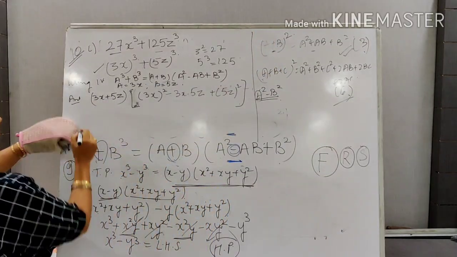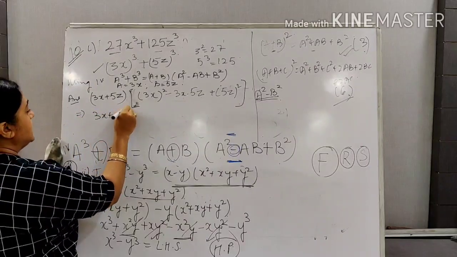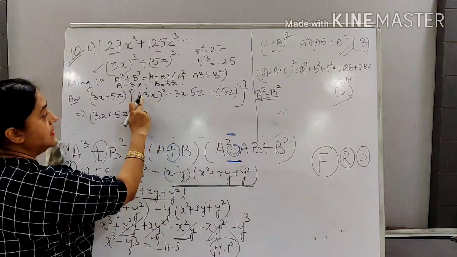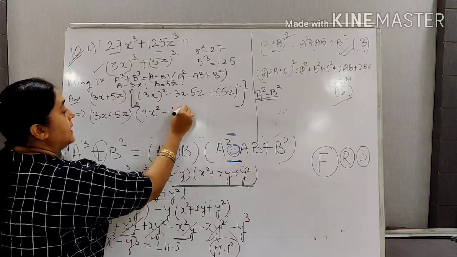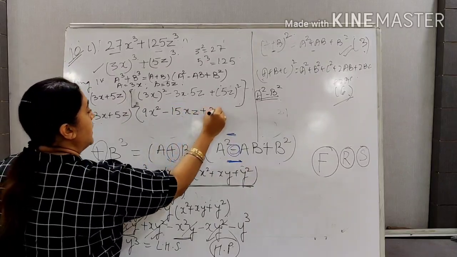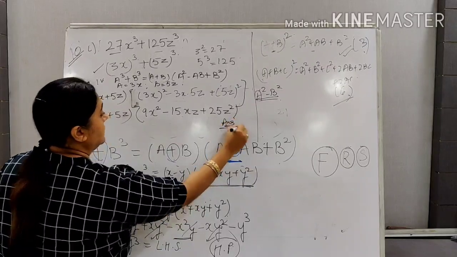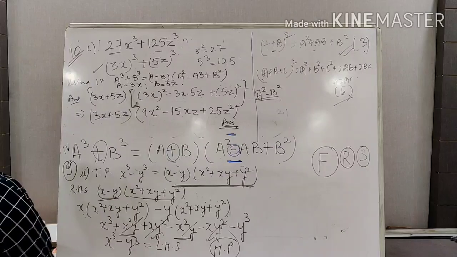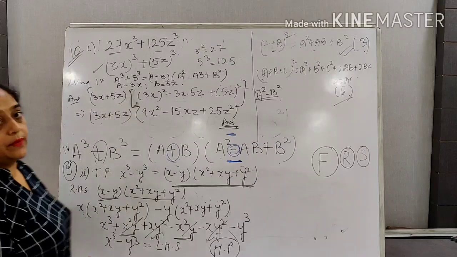So what do you get? Ultimately, what will your answer be? It will be 3x plus 5z. Come to the round bracket because you are going to solve the inside brackets. 3 square is 9, x square is x square, minus 15xz plus 25z square. This is your answer. Got it? This was question number 10, first part. Question number 10, second part, you will be doing it on your own.